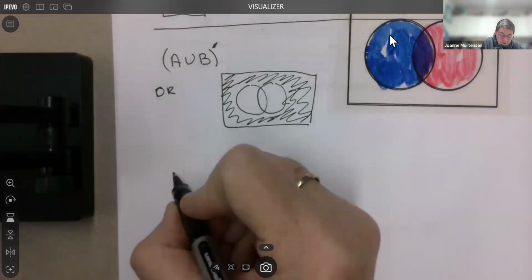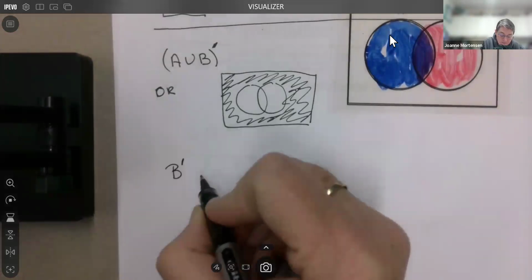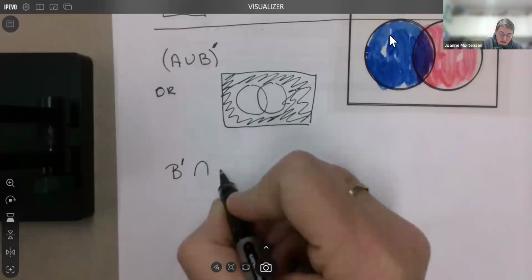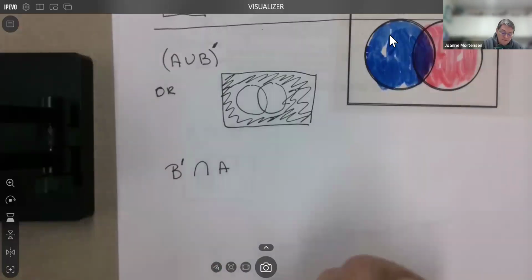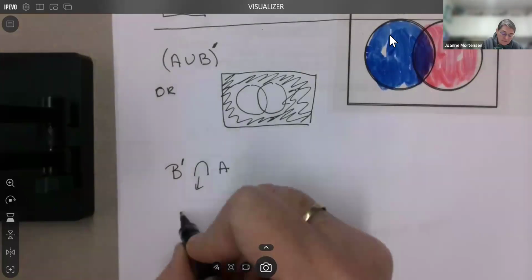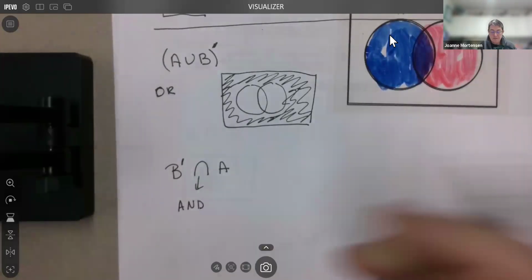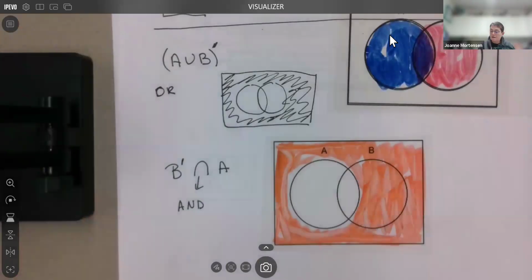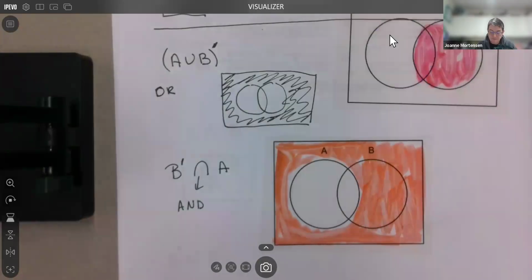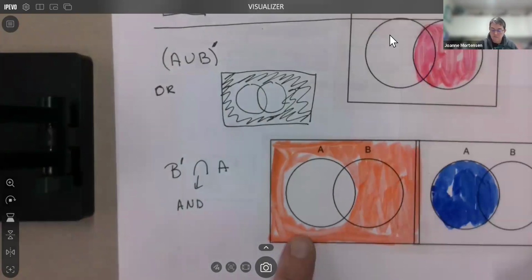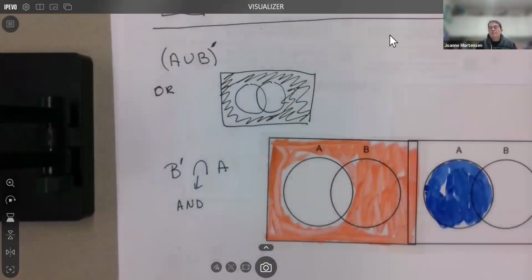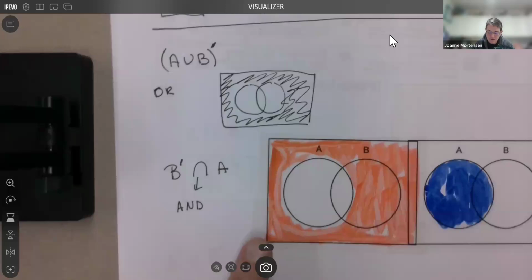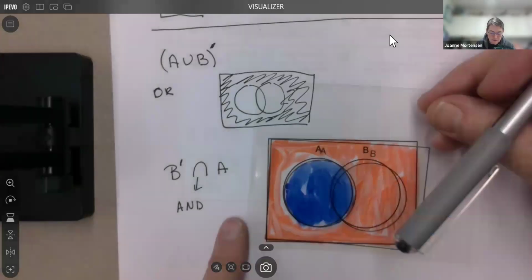Let's do B prime intersection A. So I need my B prime card. Where'd it go? There's B prime. And I need my A card. How did I lose it? There it is. Okay, so start out by doing each individual thing, and then we just put them on top and see what happens.